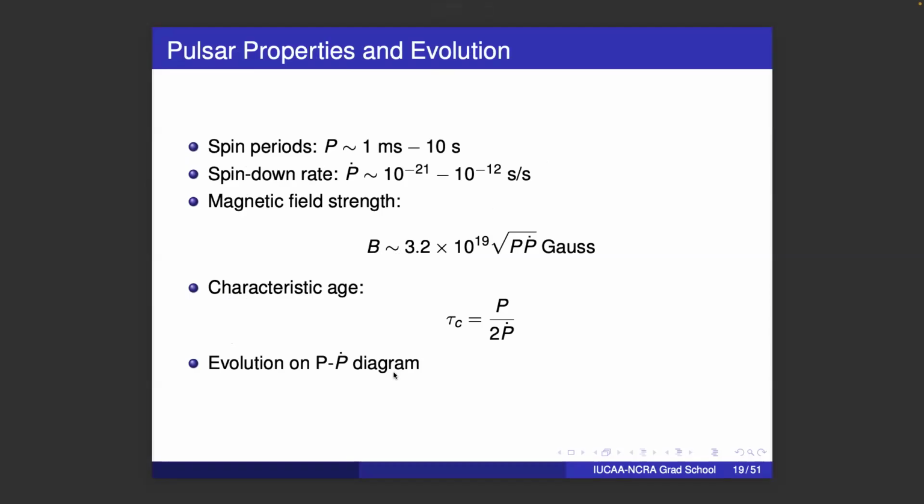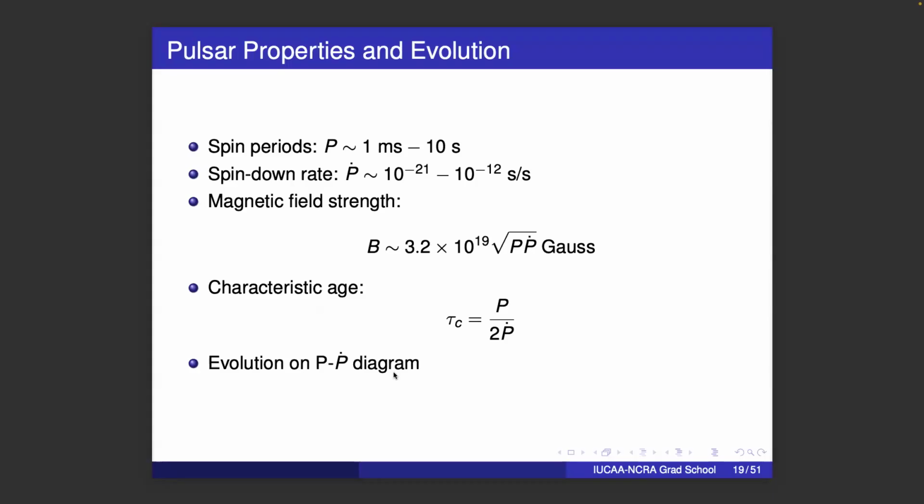There's a spin down rate. Okay. So pulsars obviously don't keep spinning at the same speed. Why do they slow down? They're ejecting mass, yes, but they're also ejecting energy. So the angular momentum of the system has to go down. It slows down over time, just like the Earth's rotation is slowing down over time. Neutron stars are slowing down. By how much? 10 raised to minus 21 to 10 raised to minus 12 second per second.